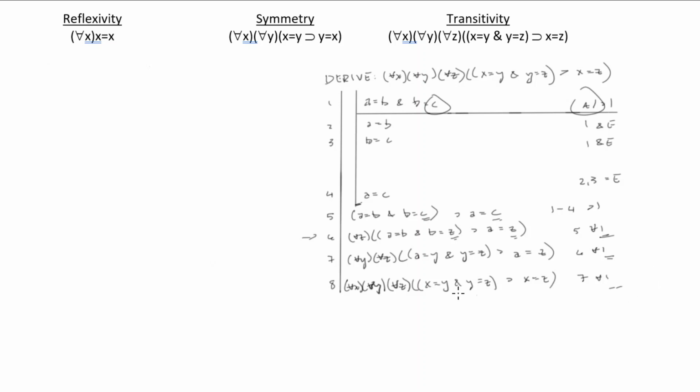Okay, so there are 3 little theorems proving some of the interesting properties of identity: reflexivity, symmetry, and transitivity.